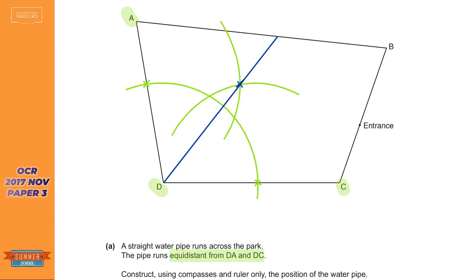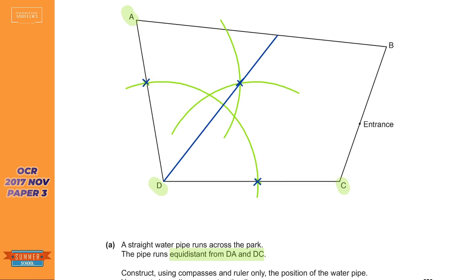Show the examiner that you first of all identified these 2 points here, and you don't need to show the points. I've just used the blue crosses to illustrate what I've done, and then the other 2 arcs as well. So that's how you get full marks there.